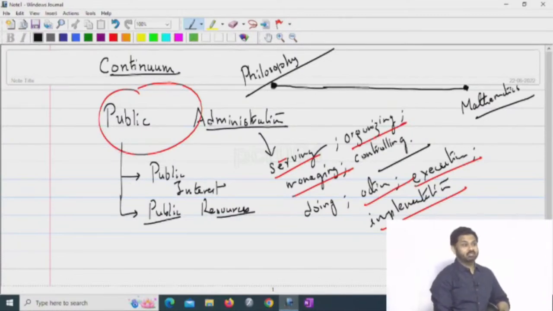Public resources means these resources are, whose resource is it? It is of the people only, but collectively controlled by the government. The government is taxing everyone, collecting that tax, and then using that money and spending it back. For what purpose is it using? For public interest only, for their welfare. Right? So the word public is indicative of something collective and which is authority, and that here means what? Government. So public administration essentially is about the administration of the government.